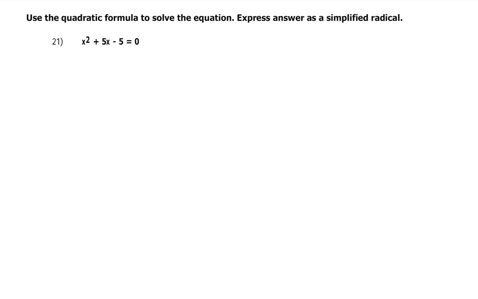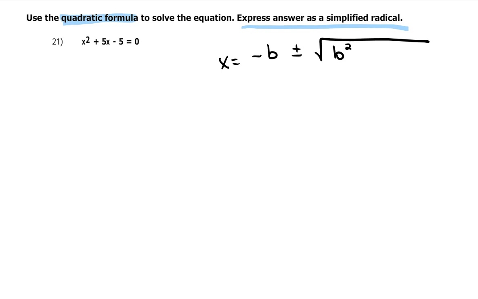All right, 21 says use the quadratic formula to solve the equation and express your answers in simplified radical form. Okay, quadratic formula is x is equal to negative b plus or minus the square root of b squared minus 4 times a times c, all divided by 2 times whatever a is.